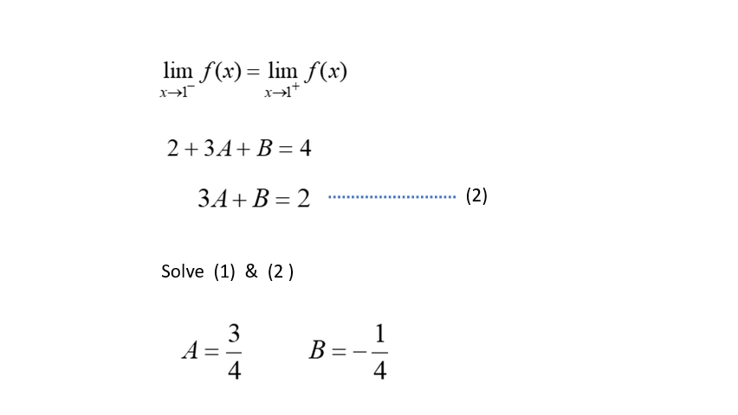You can solve it by yourself, so we just straight away give the answer. The value of A is 3/4 and the value of B is -1/4. You will find this kind of question in the tutorial and past year questions, many questions of this kind.